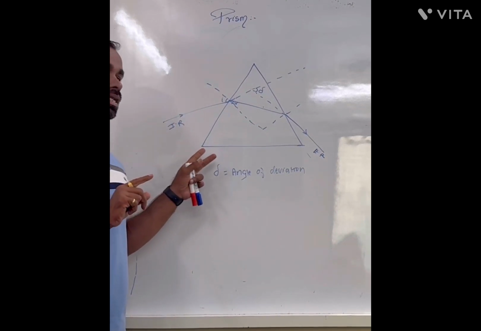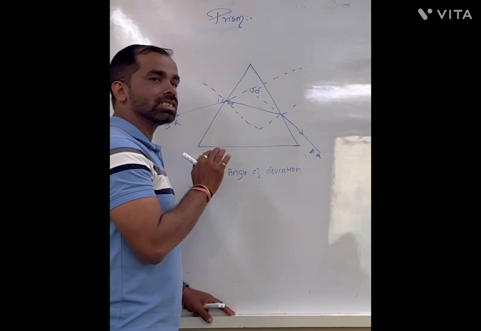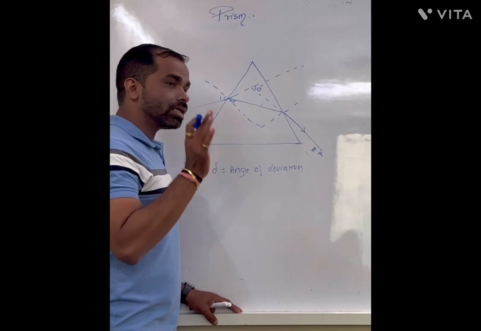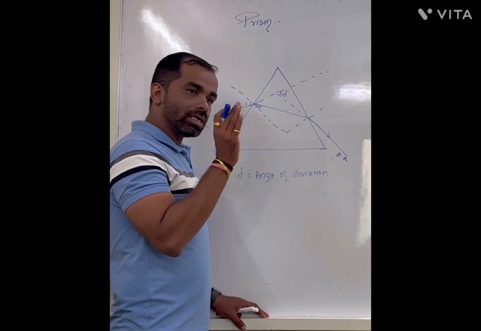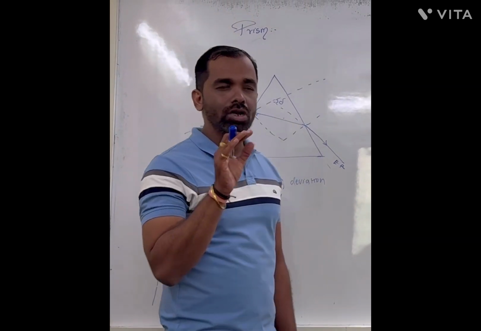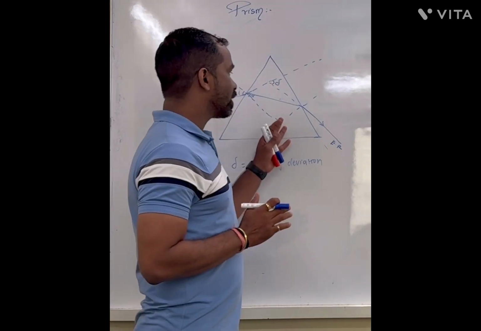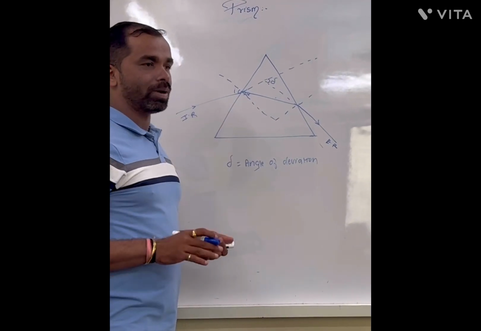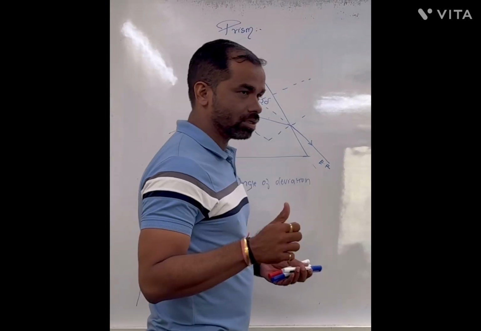So in case of glass slab, what is there? Lateral displacement. And in case of prism, there is angle of deviation. Means in glass slab, ray of light is not deviating from its path. It is going in same direction, but only there is what? Lateral shift. The lateral shift is called as lateral displacement. And here ray of light is actually deviating from its path. So that is called as angle of deviation. Okay, samjha?